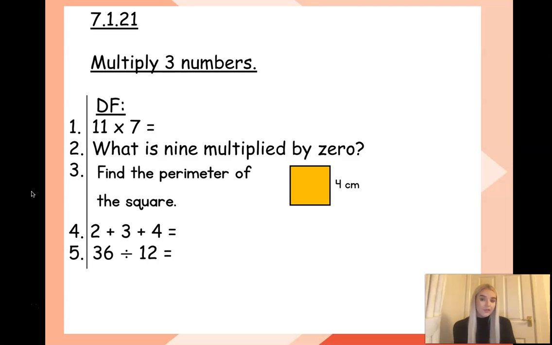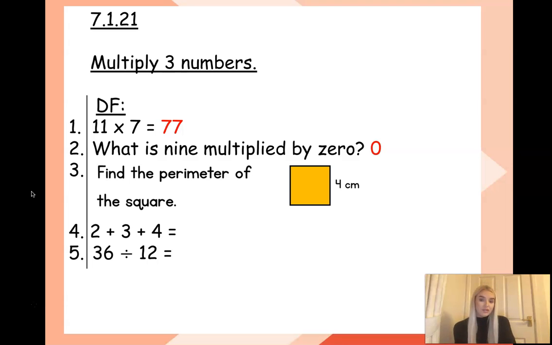Number 1, 11 multiplied by 7. We were looking at our 11 times tables yesterday. The answer to this question is 77. Number 2, what is 9 multiplied by 0? Well, we know that when we multiply a number by 0, what is the product always going to be? 0, absolutely. So 9 multiplied by 0 is 0.